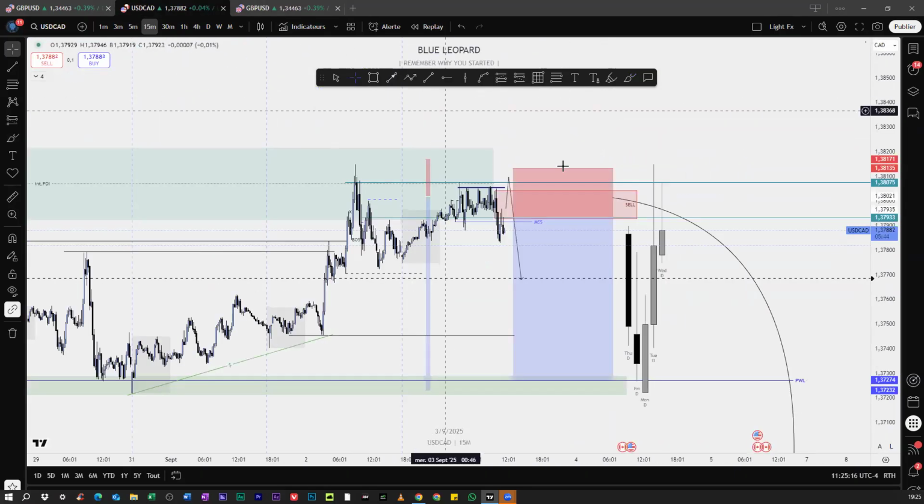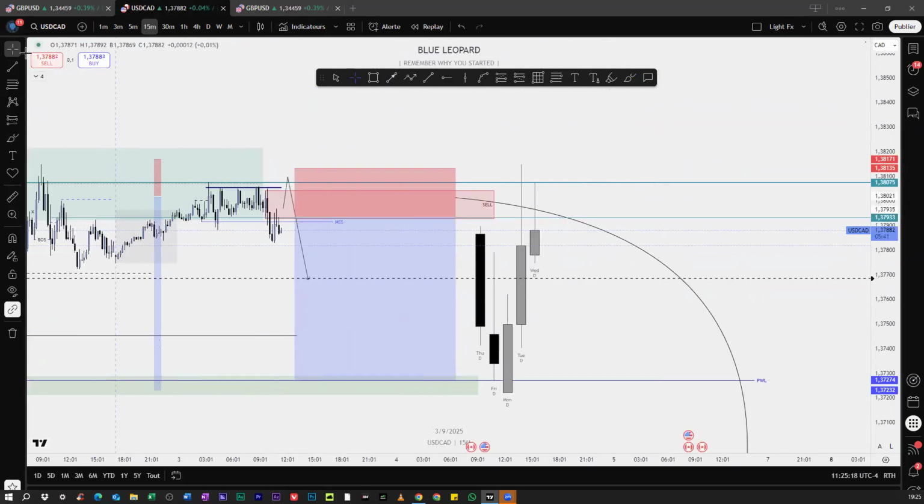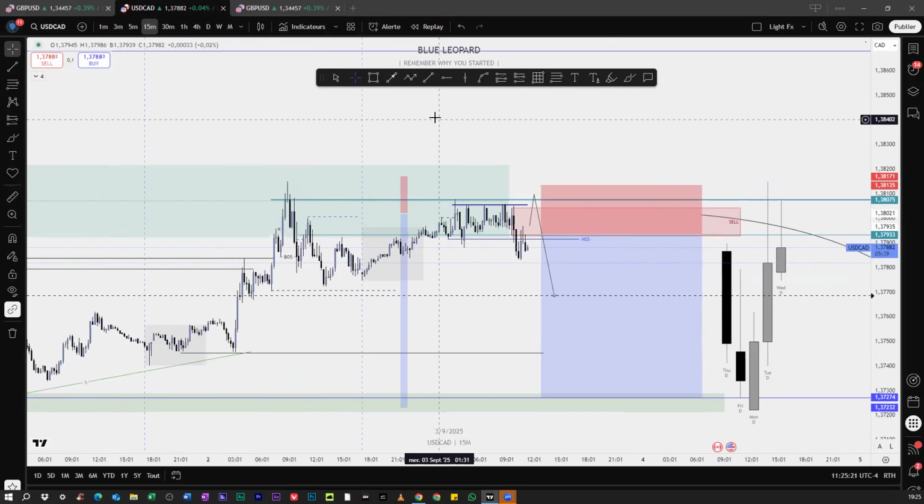So here on USDCAD, I'm trying to see what price will do before I give you any trade.